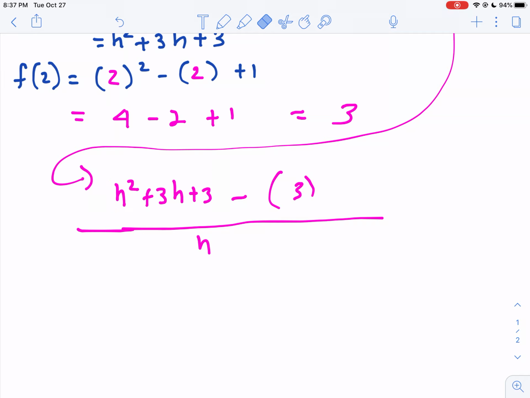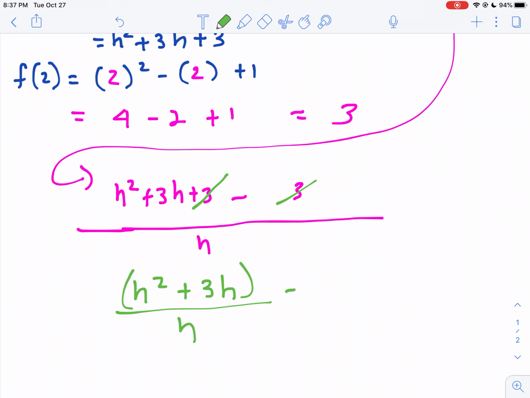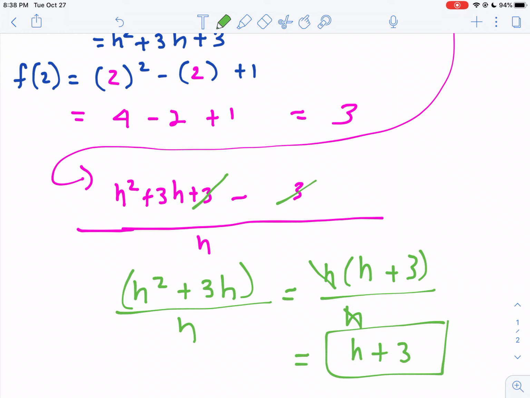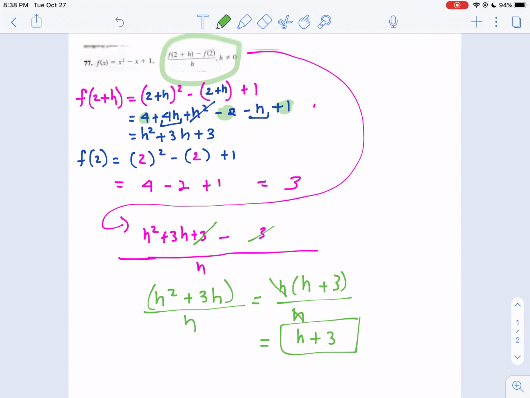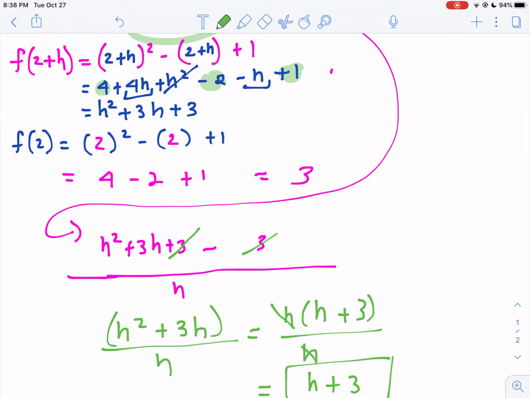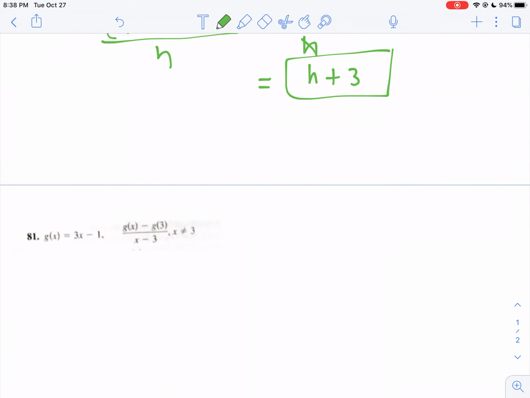If I simplify this, these will cancel out. Then you end up with h squared plus 3h on the top over h, and what you want to do is factor as much as you can and cancel as much as you can. So you will have h plus 3, and if you cancel the h, your answer would be h plus 3. So that's how you do these kind of problems. Just follow the formula and break it down chunk by chunk. Let's do another one here just in case, as long as I'm here.